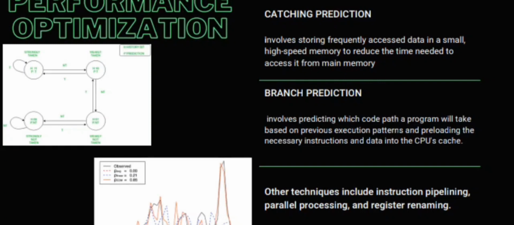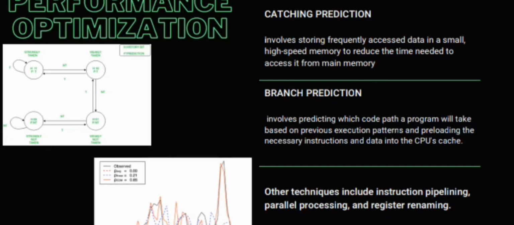Performance optimization in the instruction execution cycle involves optimizing the time taken by the processor to execute instructions. This can be done by minimizing the number of clock cycles required to execute each instruction. Caching prediction and branch prediction are two techniques used in computer architecture to improve the performance of processors by predicting the outcome of certain operations and avoiding unnecessary delays.